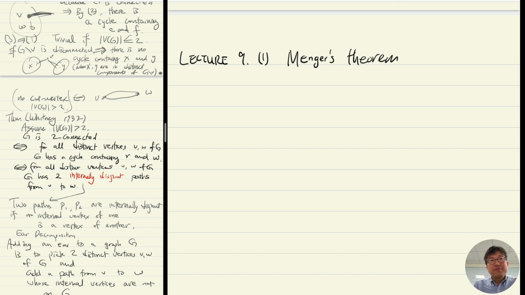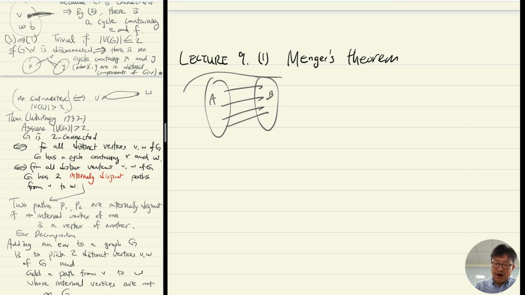In Menger's theorem, in this section, we're gonna prove a generalization of that theorem for higher connectivity. So for that, we will talk about disjoint paths, right? So you have sets A and B in a large graph. I want to find many paths that are pairwise disjoint, and none of them shares a vertex.